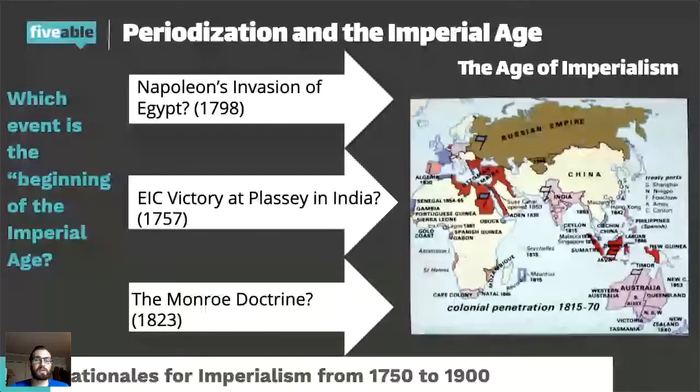But I'm curious what you guys think. Which of these would you guess has perhaps been the most important beginning point, the most important starting point, if you had to pick one? And just to clarify, EIC stands for East India Company, and that's the British East India Company, defeating the Mughal Empire at Plassey in India.